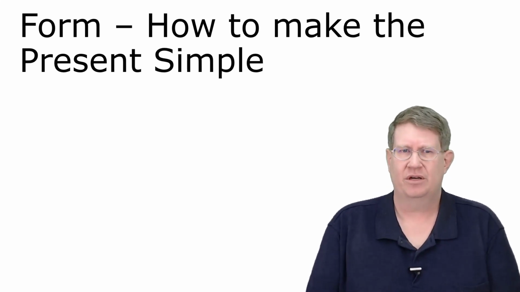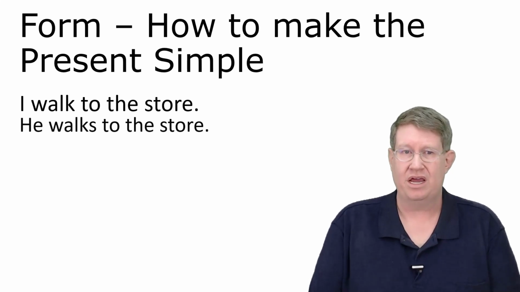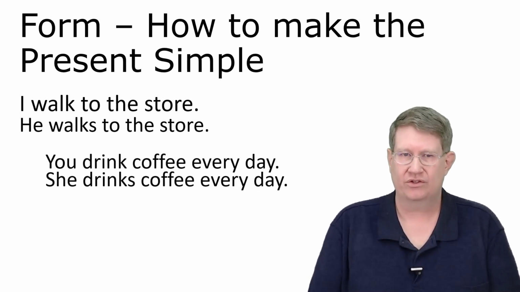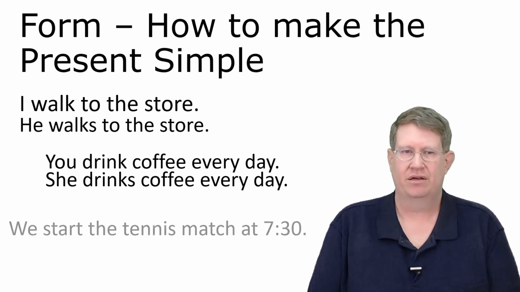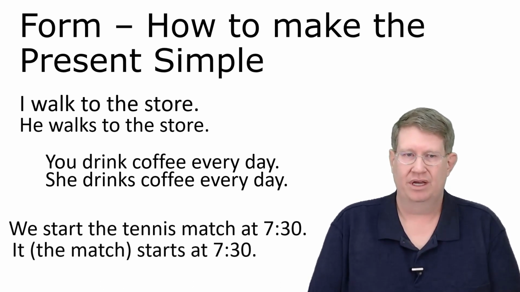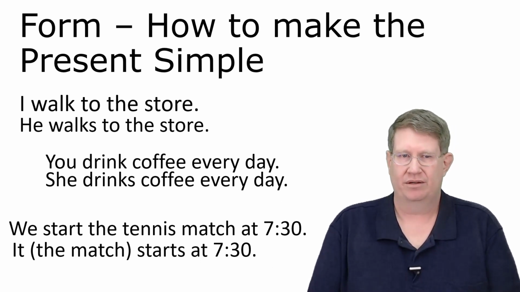Let's take a look at some example sentences. I walk to the store. He, which is obviously part of he, she, it, he walks to the store. You drink coffee every day. She drinks coffee every day. We start the tennis match at 7:30. It, the match, starts at 7:30.